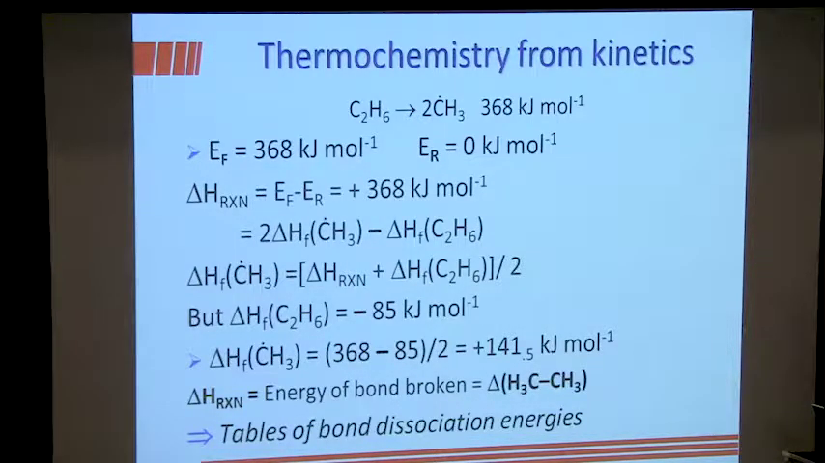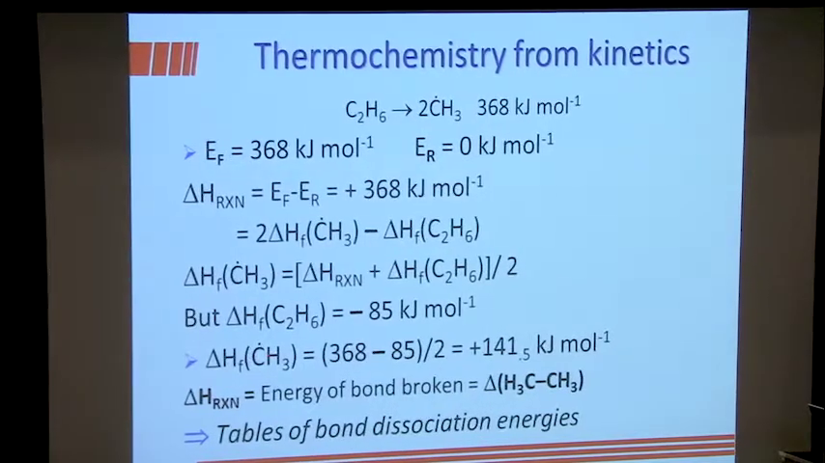That's the reaction. Okay? So the heat of formation then of a methyl radical is going to be delta H reaction plus the heat of formation of ethane, all divided by 2. Okay? But the heat of formation of ethane, I think, did we say minus 84? I've changed it now to minus 85. Okay? Don't shoot me. Okay? It's minus 85 kilojoules per mole.